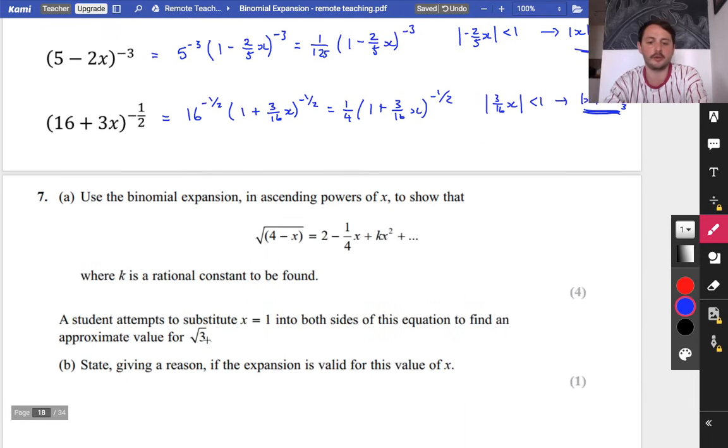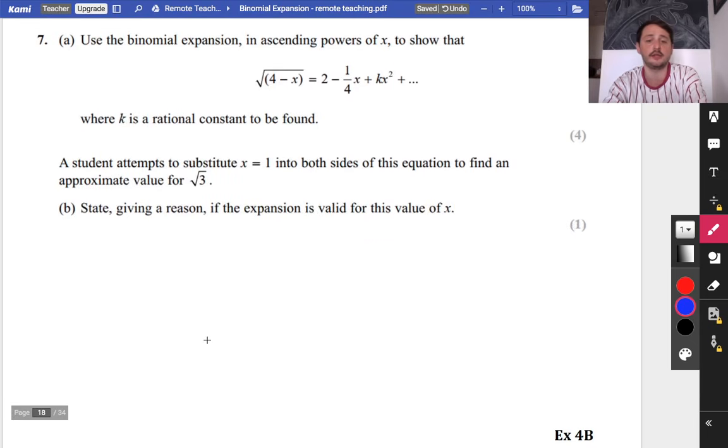I'm going to do one exam question, and then I would recommend you stopping and doing exercise 4B, and then I'm going to push on and do 3 more exam questions that you can then do after you've done exercise 4B. So here it says use the binomial expansion to show that this is equal to this and find out what k is equal to. And so let's just go ahead.